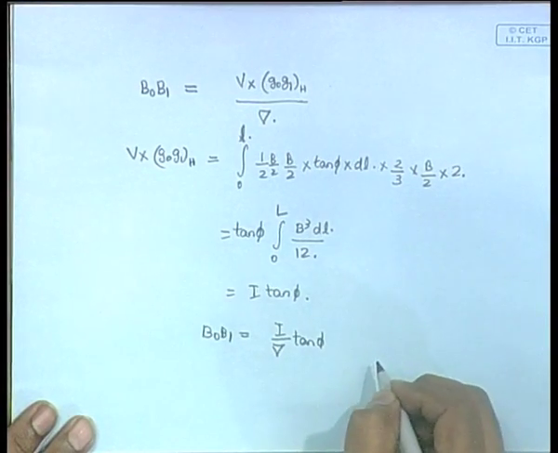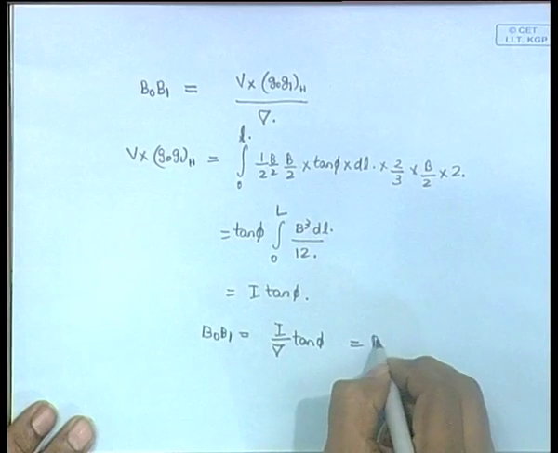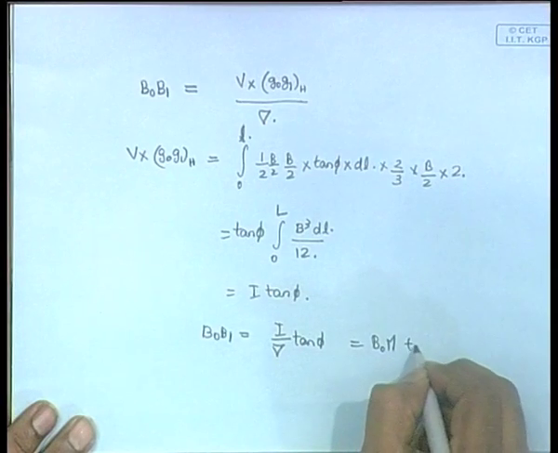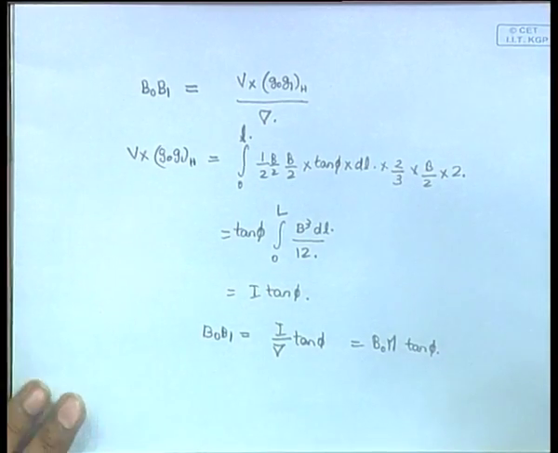Now, you know that I by del is equal to BM. So it is equal to B0M tan phi. Okay. So, this is the first relationship you are getting: B0B1, which is the horizontal shift in the position of B, is B0M tan phi.